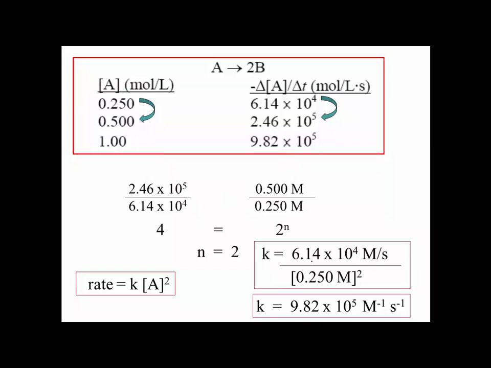And your k would simply be: take that first set of data and put your molarity for that first set of data into the rate law. Don't forget to square it, and that gives you your k. Your units, since it's second order overall, would be molarity^-1, time^-1.